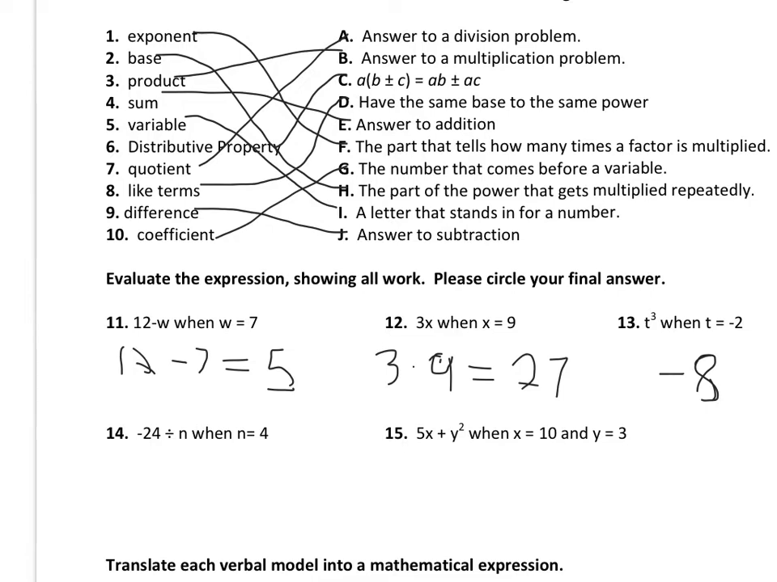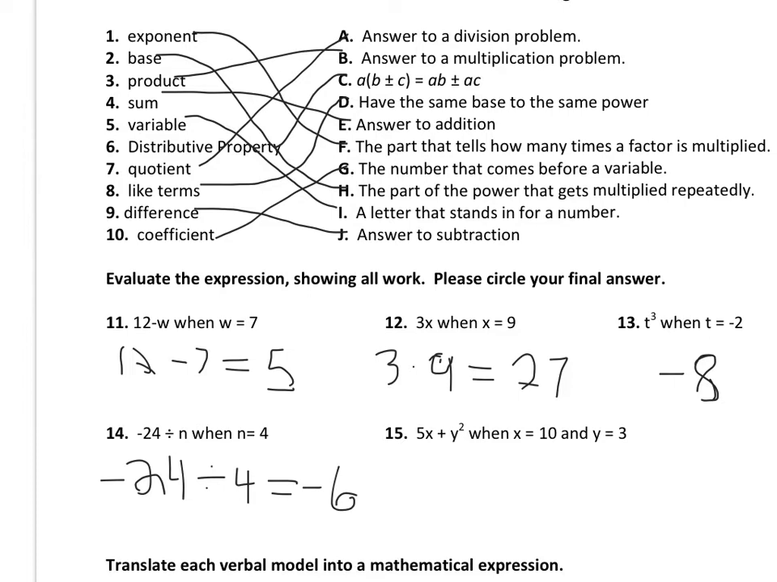Number 14. A negative 24 divided by n when n is equal to 4. So we'd have negative 24 divided by 4. A negative divided by a positive is a negative. So we have negative 6.